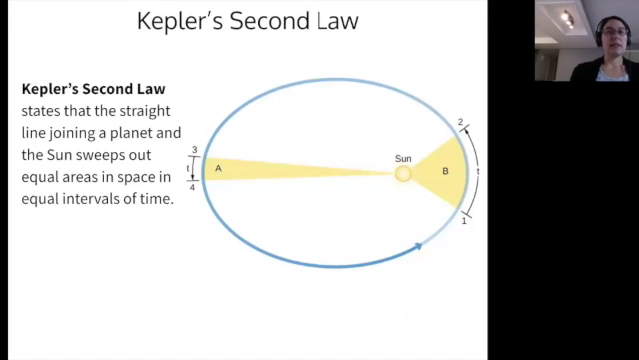So now let's move into Kepler's second law. Kepler's second law says that the straight line joining a planet and the sun will sweep out an equal area in space in equal intervals of time. So what does that mean?